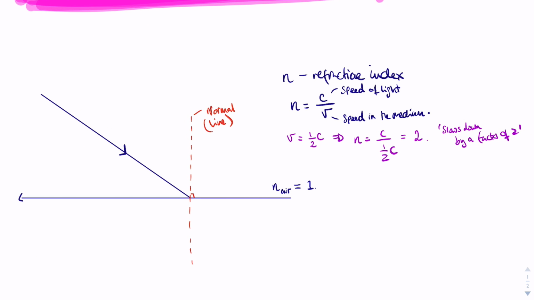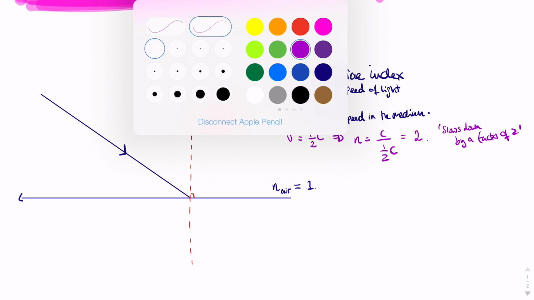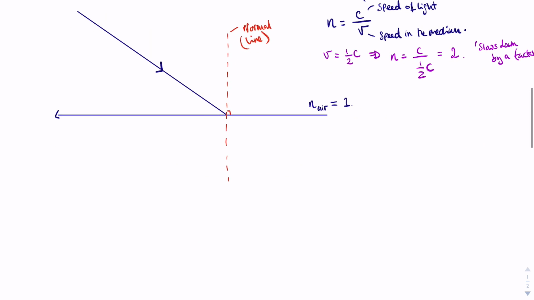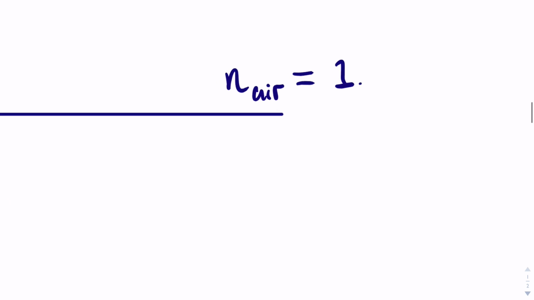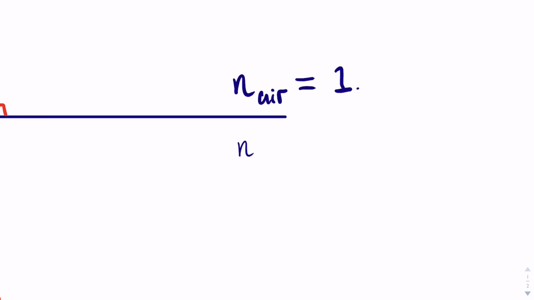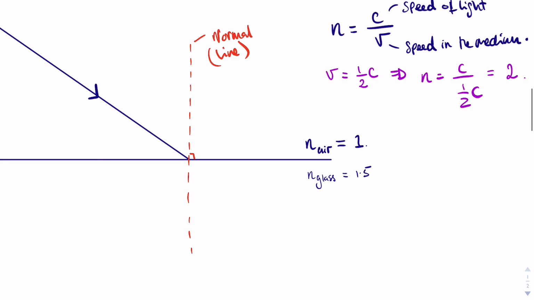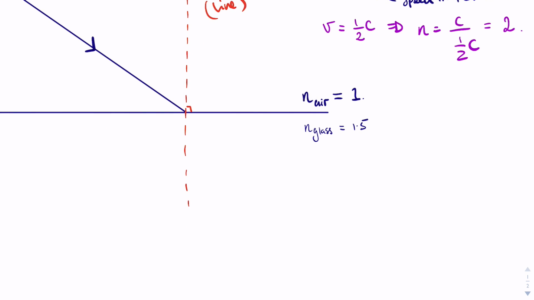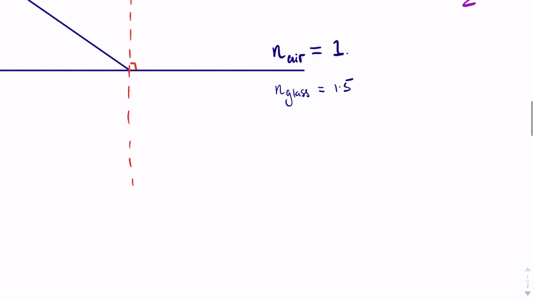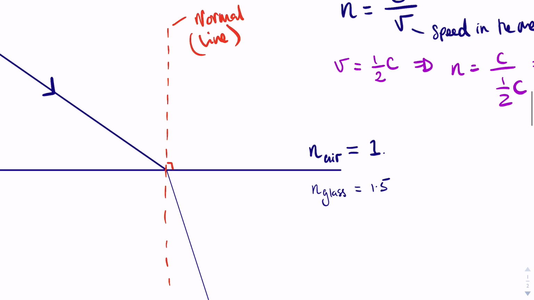Then let's draw some lines and construct a diagram of what this might look like. So if I have n air equals 1, we're going to go into some glass, and this is the one that you'll do in school, and I'm going to say my refractive index of glass is 1.5. So we know the light slows down in glass, and because it slows down, it changes direction. So my light ray comes in and enters the glass, and actually it changes direction.